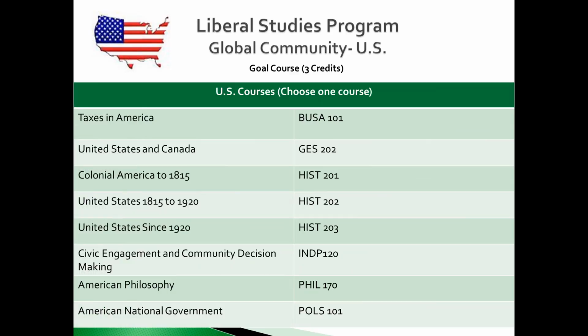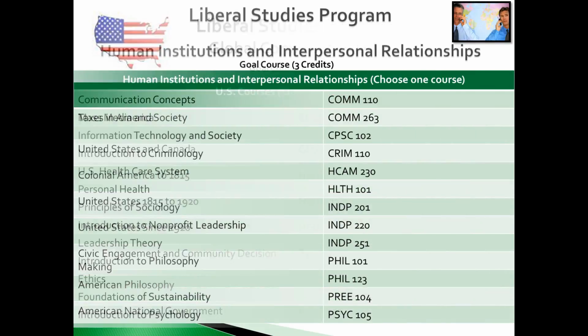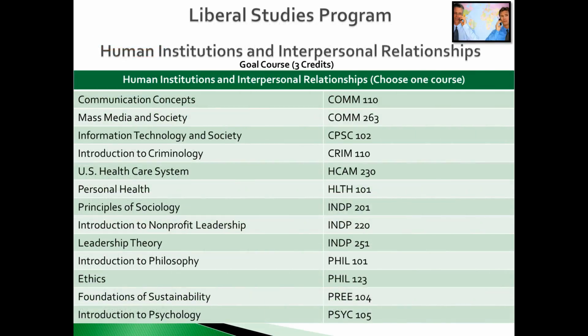The second part of Global Community are U.S. goal courses. Students must select 1 course from this list. The fourth goal block is Human Institutions and Interpersonal Relationships. Students must choose 1 course from this list.